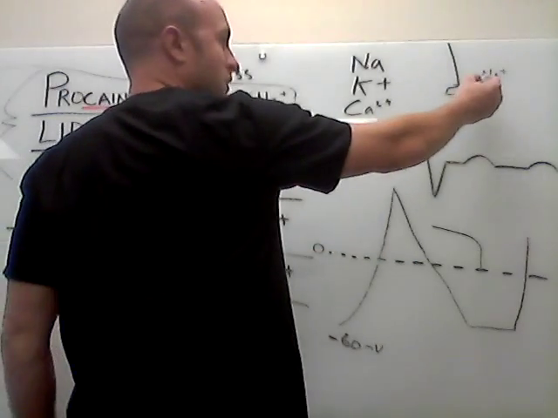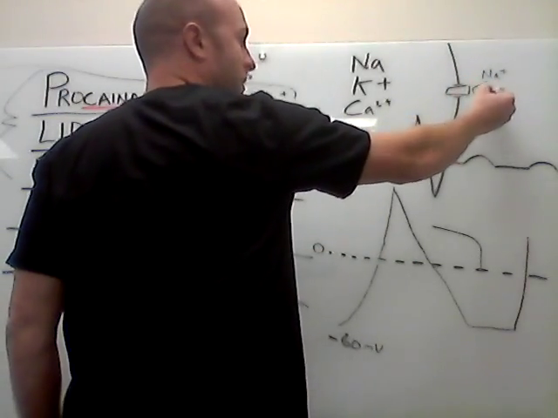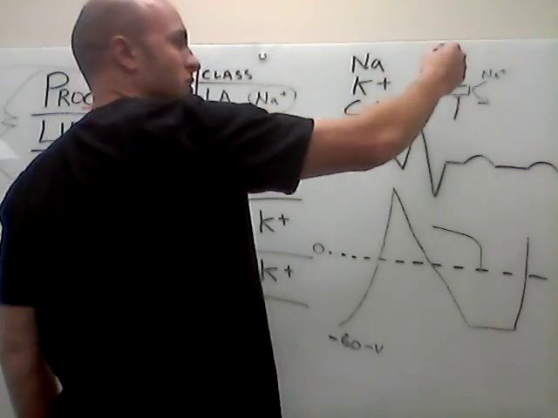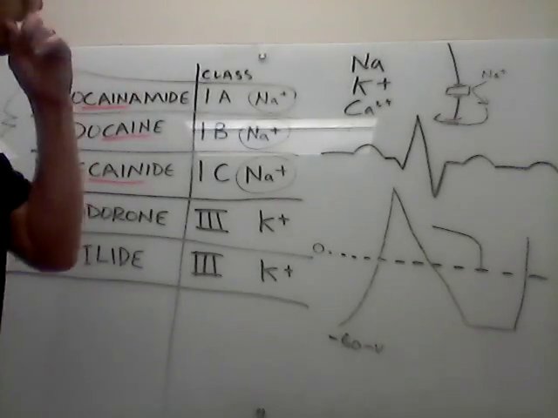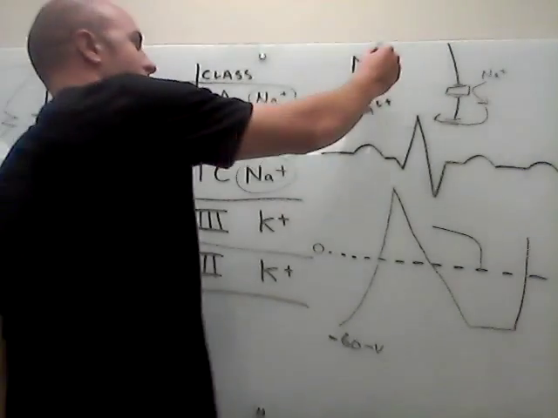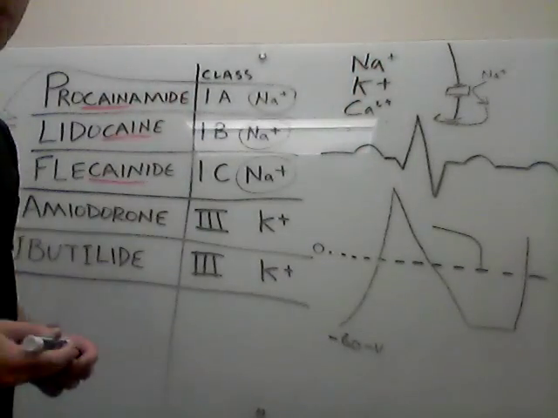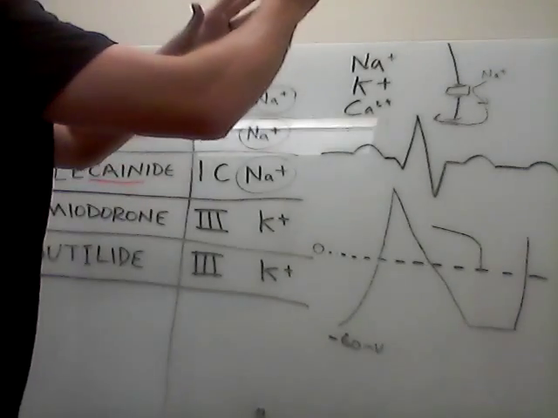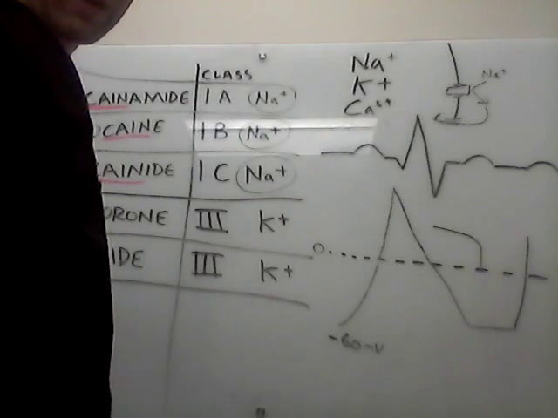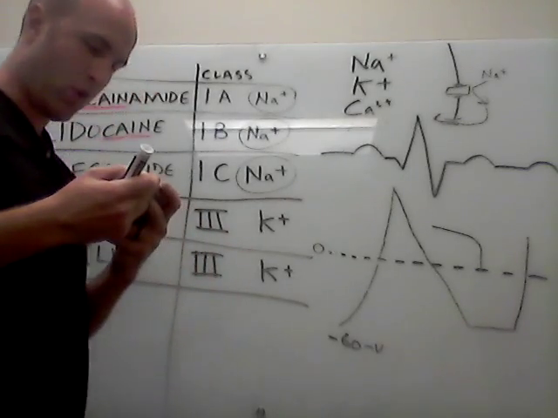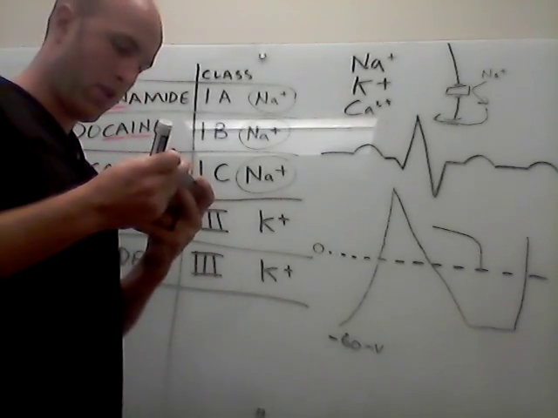So now this sodium can't come in. Now it's not that it can't come in at all. It's just that it slows it down. It can come in another way, but the whole process is slowed down. So now this person is taking this sodium channel blocker, and their heart's going to slow down because it's not going to fire as quickly. So that's Procainamide, also called Procan SR or Pronestil.